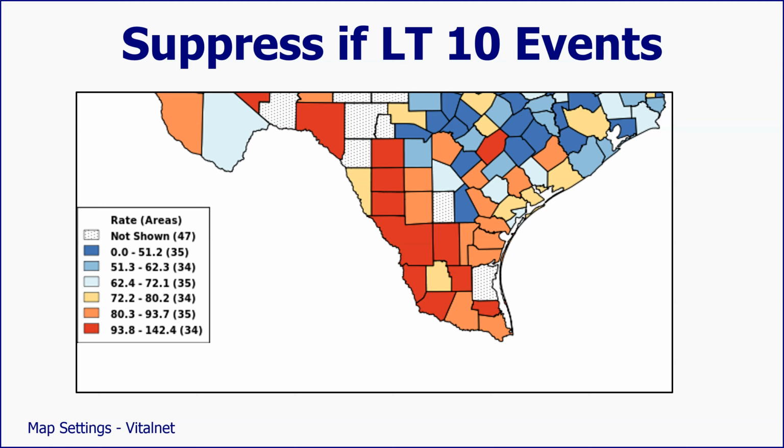Here is a blow-up of the map with suppressed areas so you can see better. The suppressed areas have a stippled pattern. The red arrow is pointed at one of the suppressed areas.